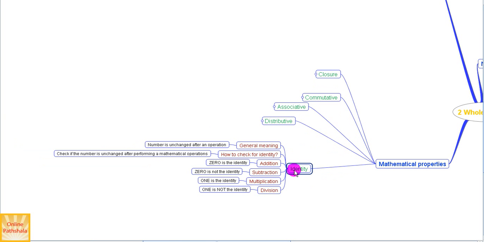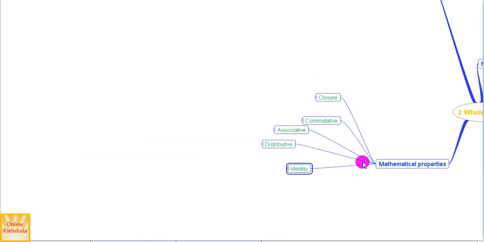Then we learned about the identity property. The general meaning of identity property implies whether a number is unchanged after an operation. And how do we check for identity? We check whether the number is unchanged after performing a mathematical operation. We found out that 0 is the identity for addition, 1 is the identity for multiplication, whereas 0 is not the identity for subtraction and 1 is not the identity for division.